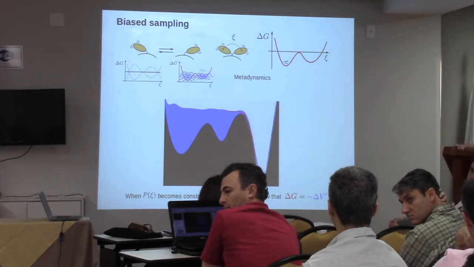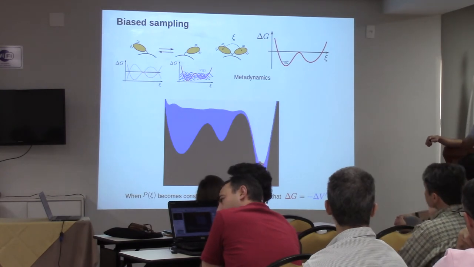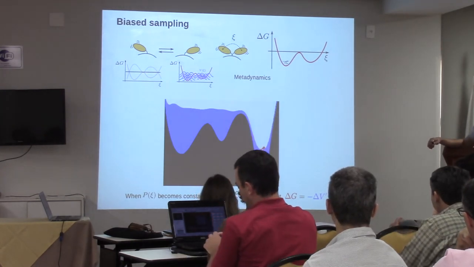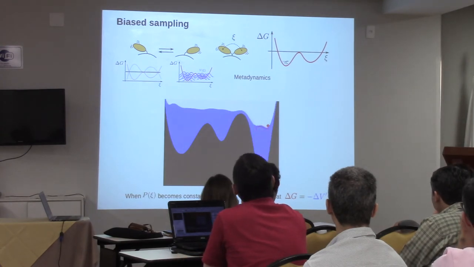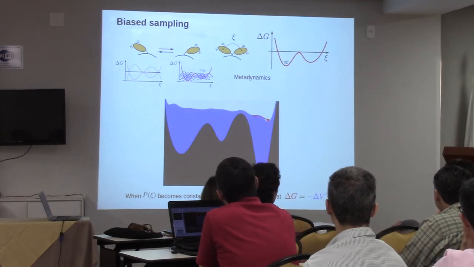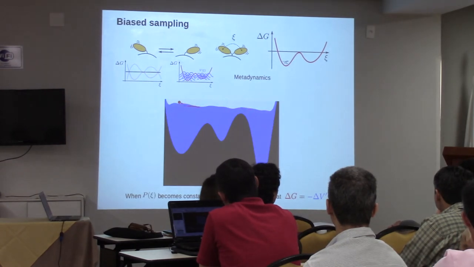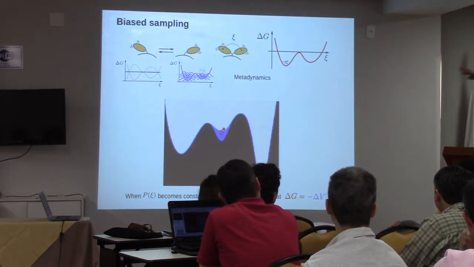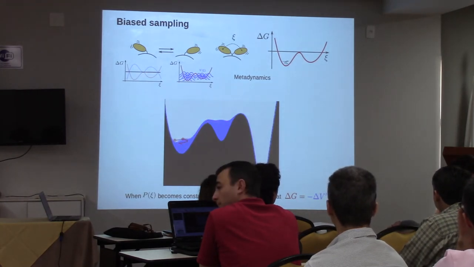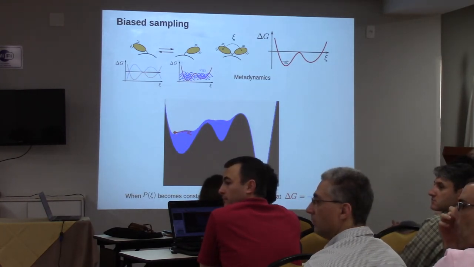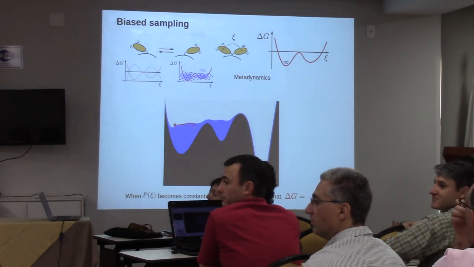In principle, people working with these techniques can talk about when to stop better than me. But in principle, you should observe that you have a perturbed potential in such a way that all the configurations along your reaction coordinate are sampled with equal probability. This is in principle. Then probably Jim can talk much better about when to stop a metadynamics simulation. He will be talking about this stuff.